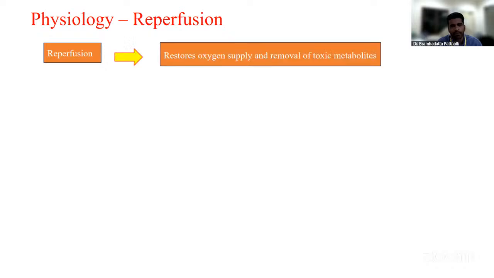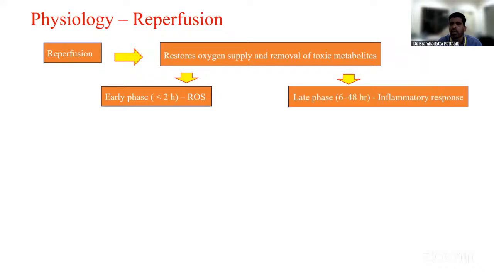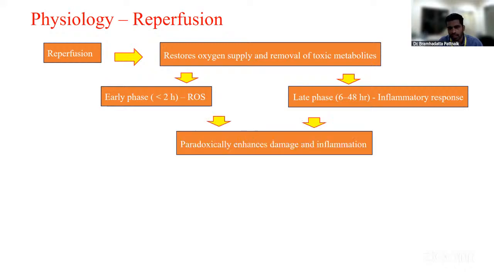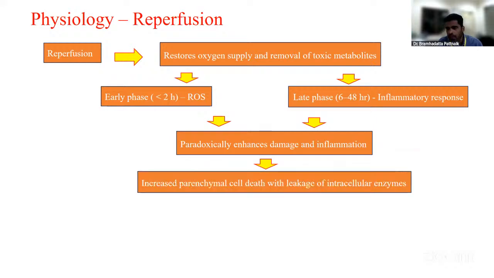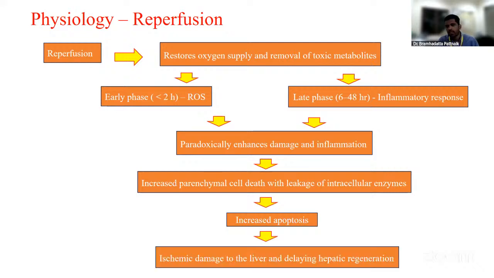Once you are reperfusing, that is, releasing the clamps, with restoration of the oxygen supply there is reactive oxygen species generation immediately, followed by inflammation later on, maybe 6 to 8 hours later. Both these processes paradoxically enhance the damage. The type of cell death from reperfusion, specifically related to reactive oxygen species, is apoptosis. So in ischemia, the type of injury is necrosis, and after declamping, the type of injury is apoptosis.